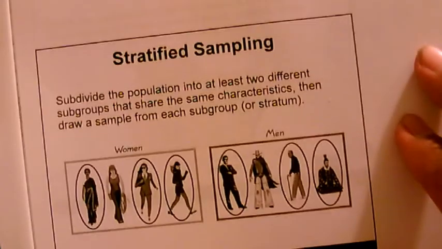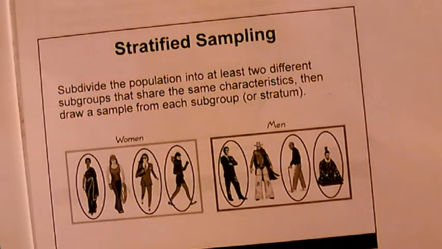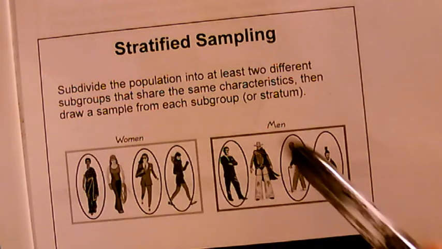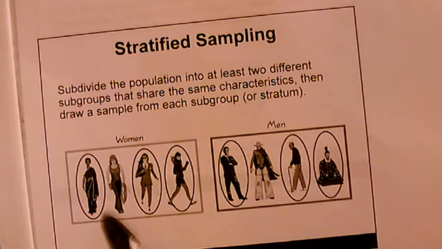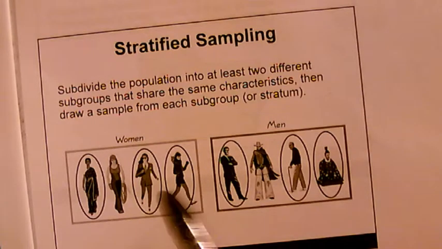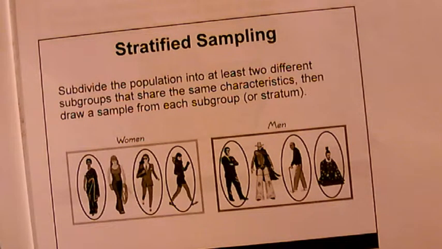Now this next type is a stratified sampling approach. What you'll do is subdivide the population into at least two different subgroups that share the same characteristics, and then you'll draw a sample from each subgroup or stratum. So here we separate women and men, and then we draw a sample from each of the subgroups: a sample from the women, a sample from the men. That's an example of stratified sampling.